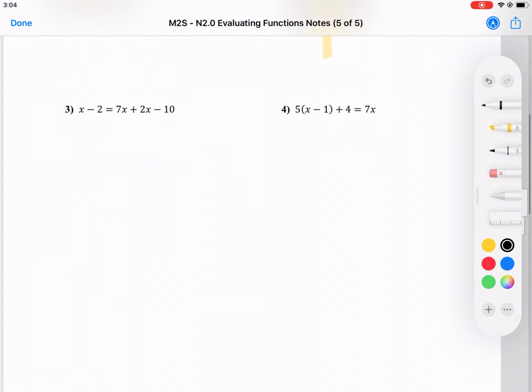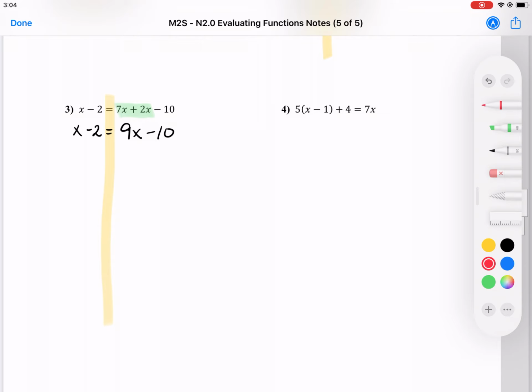Let's go ahead and do just a couple more just to review. So I'm going to highlight where the equal sign is. Notice on the right side of the equal sign there are two terms that have an x, so those are called like terms. So I'm going to add them together. So 7 plus 2 is 9, so I have 9x minus 10.